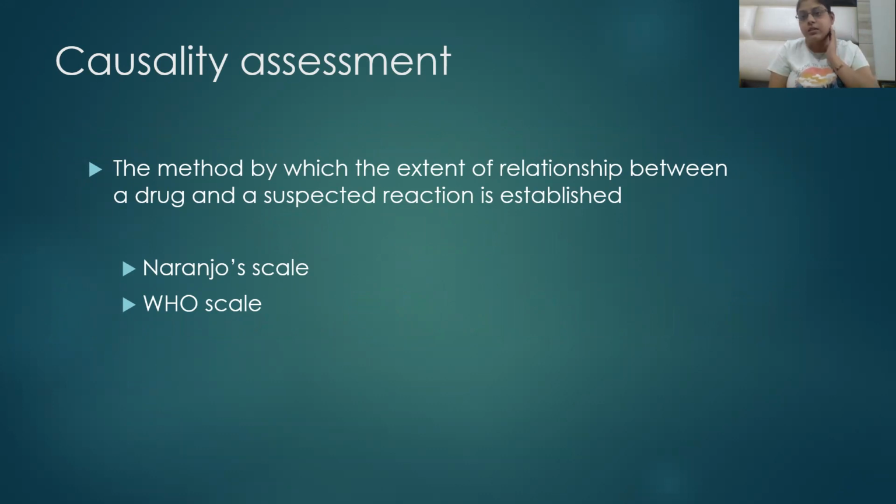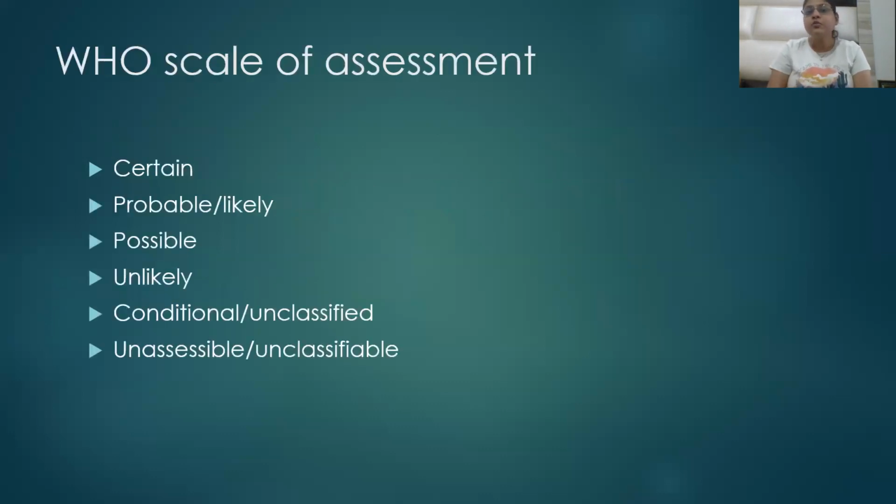And in this pharmacovigilance, we study the causality assessment. It is the method by which the extent of relationship between a drug and a suspected reaction is established. Means it is the relationship between the drug and the suspected adverse reaction. There are various causality assessment scales, and today I will discuss with you two scales, that is the WHO scale and Naranjo's scale.